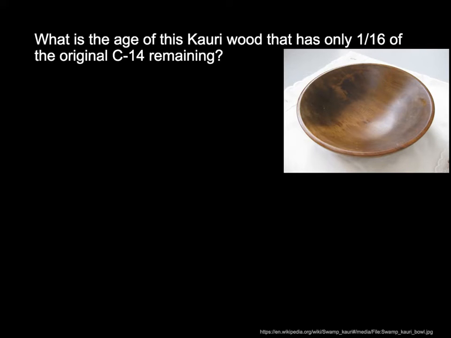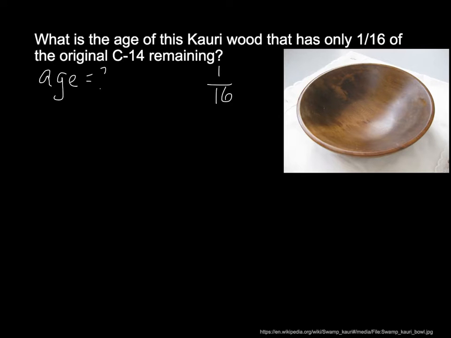Okay, so let's start this problem using the information we know and want to know. What we're trying to find out here, it says, what is the age? So there's our question. What is the age of this thing? Next, we are given a fraction. In this case, we see 1/16 as the fraction of carbon-14 remaining.